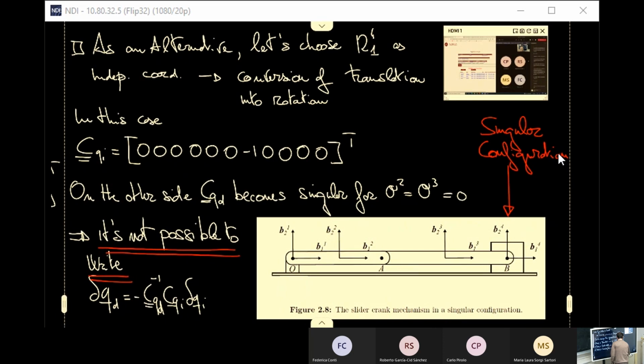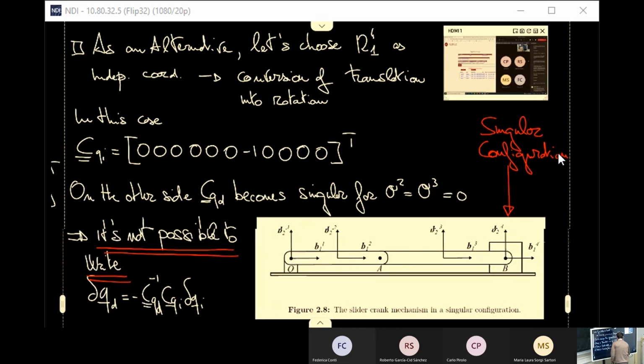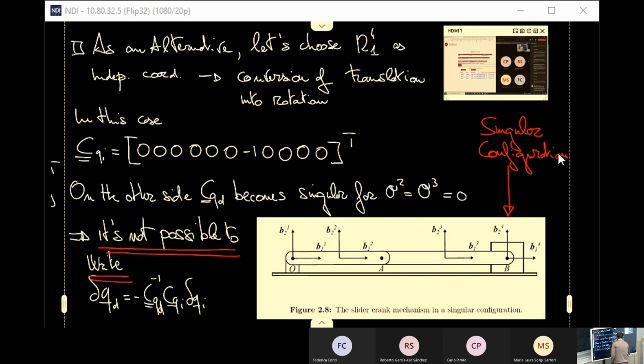So it means that when you have this matrix and you choose, you should check for which values the determinant goes to 0. Then you have to check if those values of the coordinates are close to any operating condition that you want to experience for your mechanism. If not, fine. If so, you have problems. So this is a check you have to do whenever you design a mechanism.